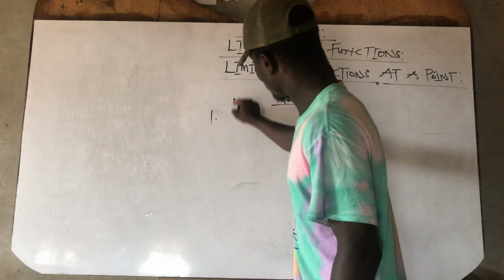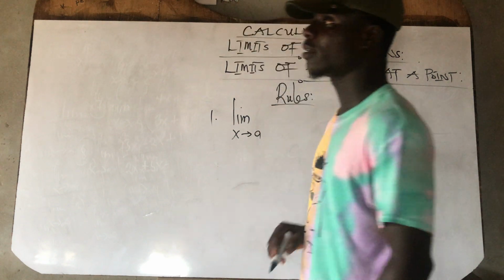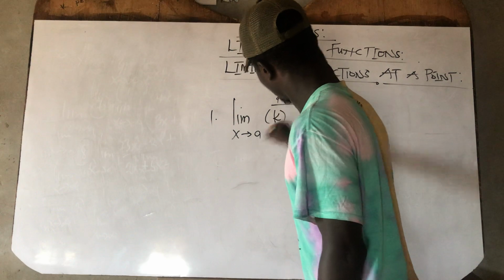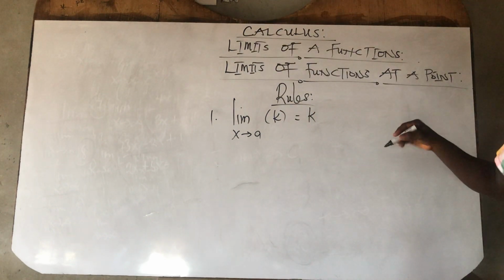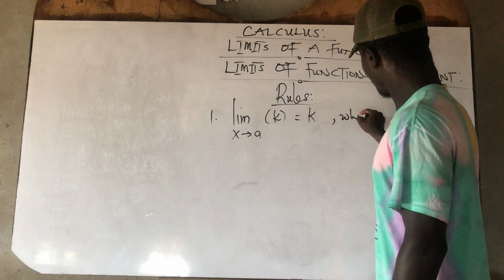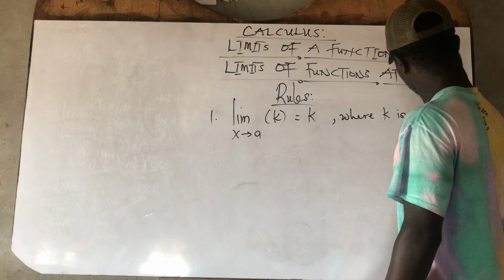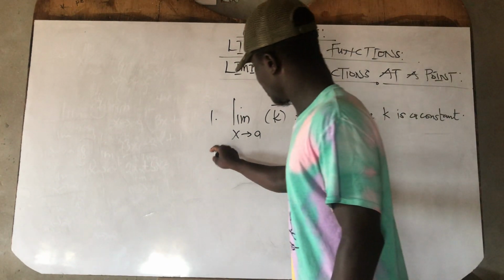It says that if we have the limit as x approaches a, that's the point a, of this value k, it is equal to what? k, where k is a constant. Then 2.